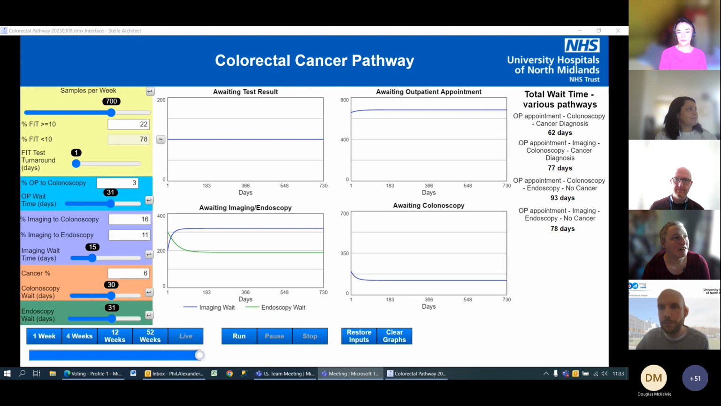Next up, we've got our final example for today, which is James from Wye Valley Trust, and he's going to be talking about his dermatology outpatients model.